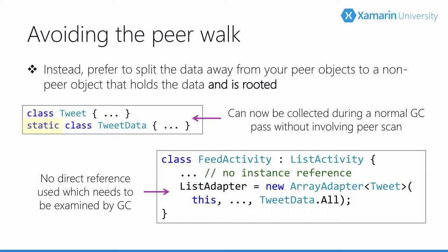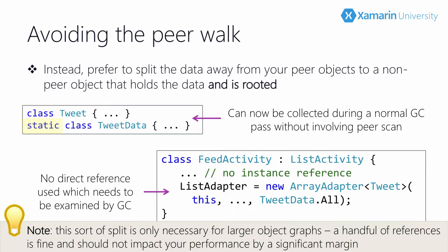We've now broken that relationship. It's still implicitly there because we're using the tweet data as part of our static class that's feeding the feed activity, but it's not there as far as the GC is concerned. And so that means that our tweet data can be collected independently of the feed activity. We've removed the need to do the relationship walk. Keep in mind that we're talking about significant object graphs here. And what that means is if you see that you've got a very large object graph that you recognize is holding on to objects that have a lot of other references, that's where you're going to want to do this sort of optimization. 99% of the time, that's not going to be the case.